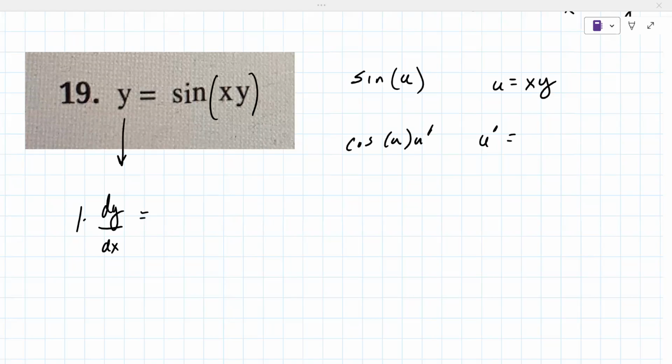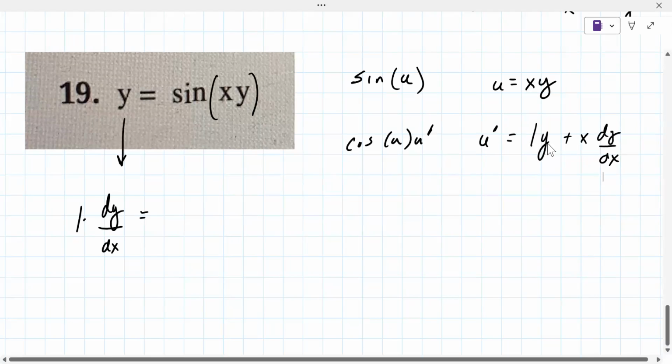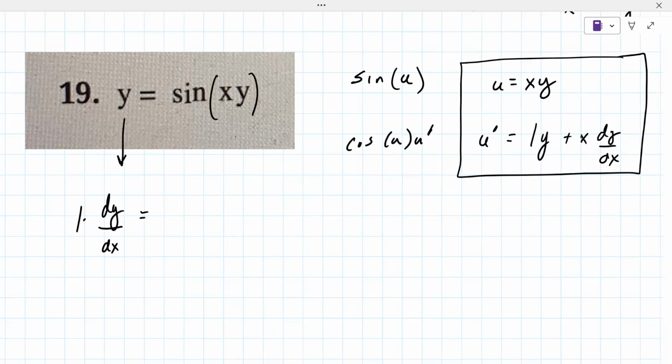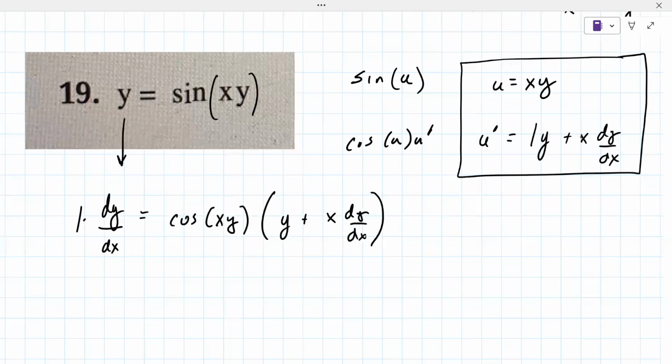Is it 1y plus x dy/dx? Okay, so you take the derivative of the first, which is 1, keep the second, plus keep the first, derivative of the second, yes. And so what some students do is they put this on a reference sheet so that they don't accidentally do it wrong. So your derivative here is cosine u, which is xy, and then your u prime is the y plus x dy/dx. And yes, it needs to all be in parentheses because the u prime is multiplying the whole thing like that there.